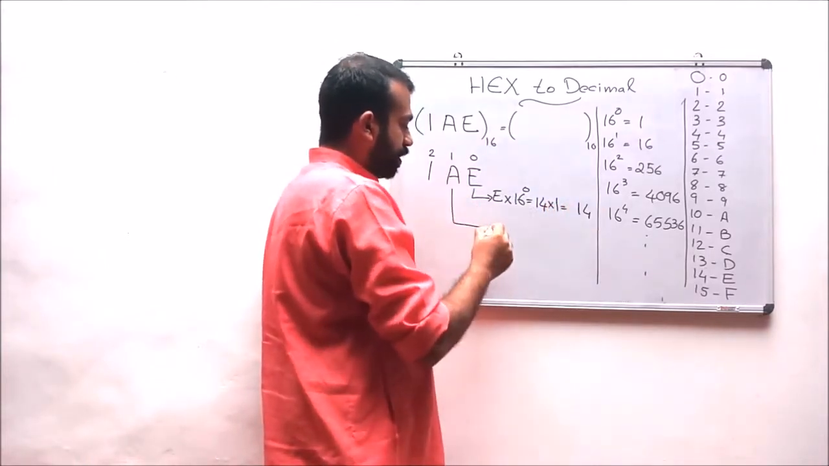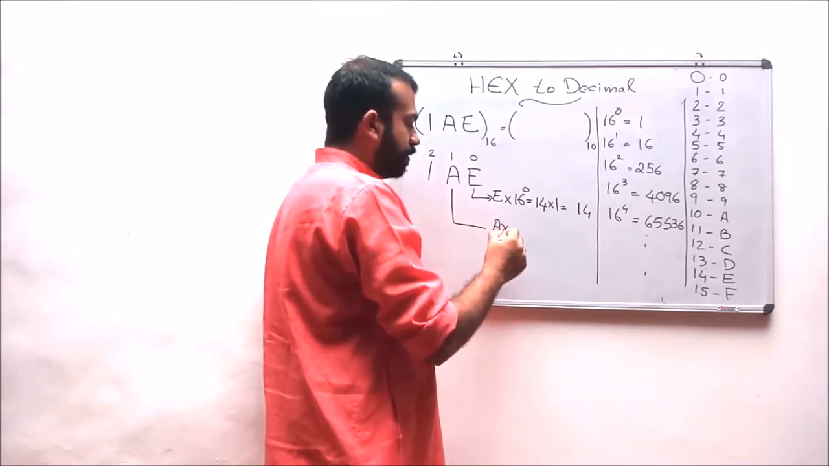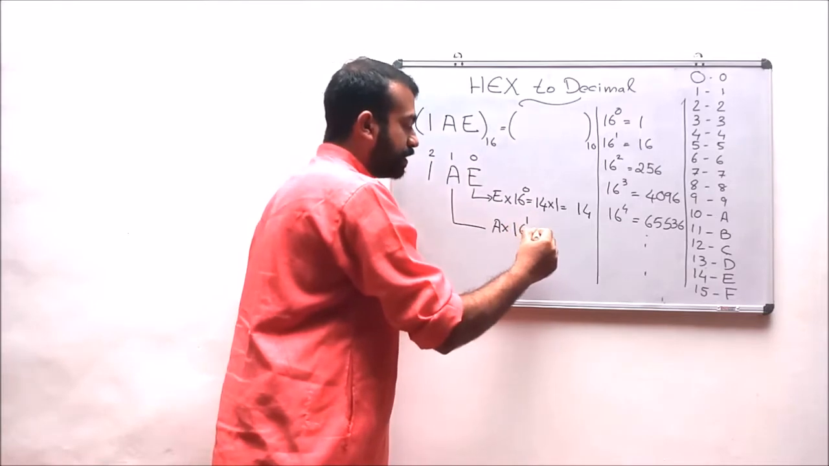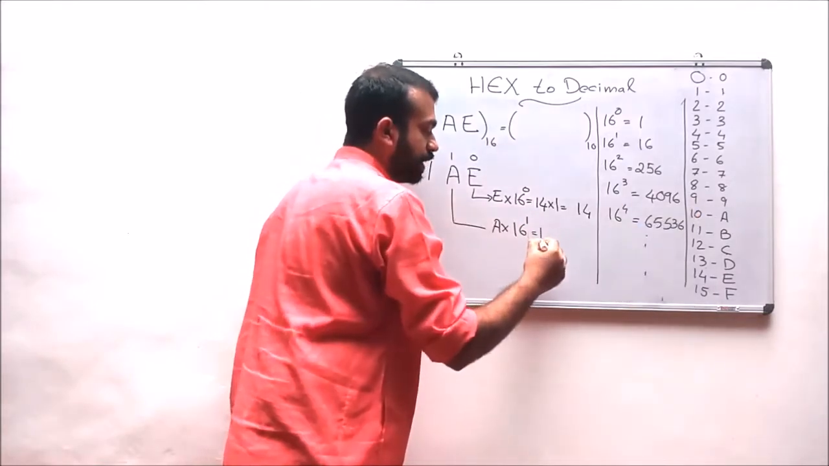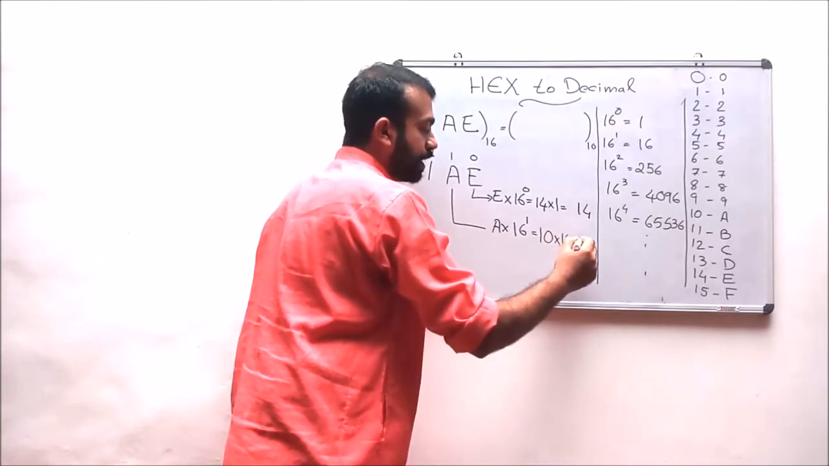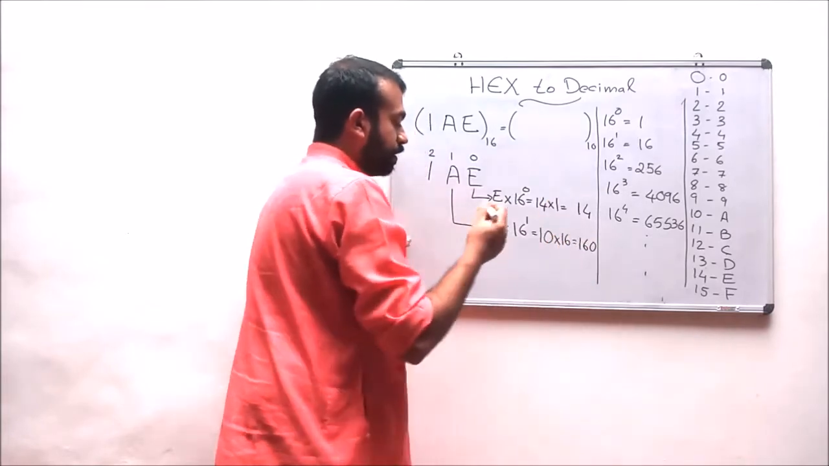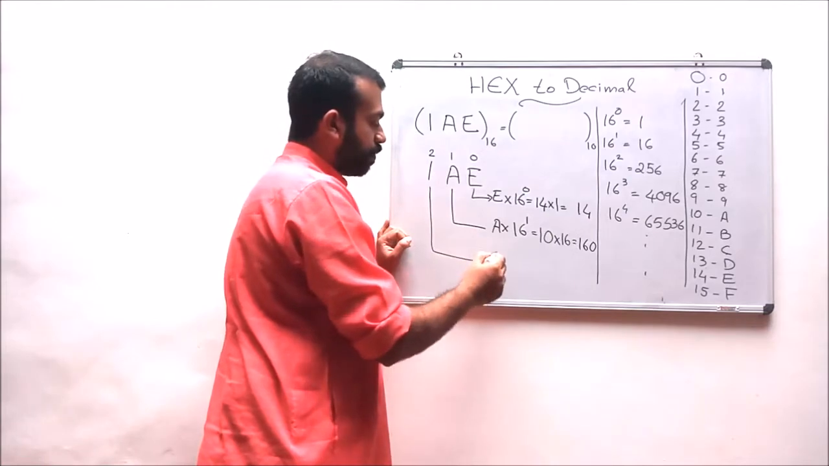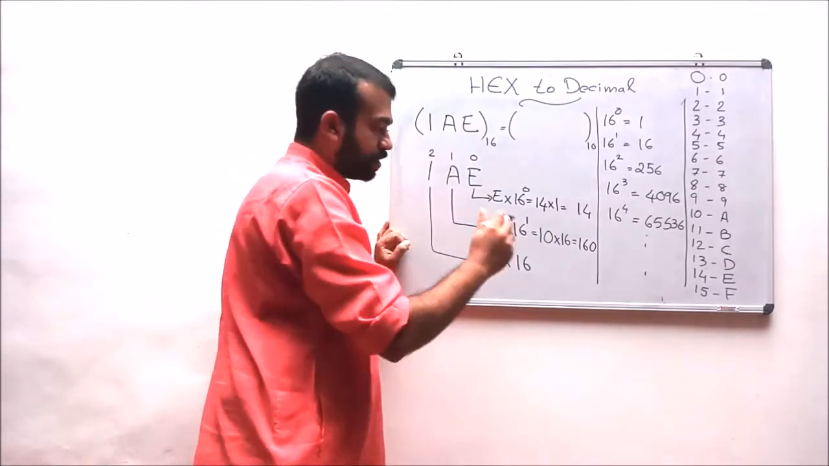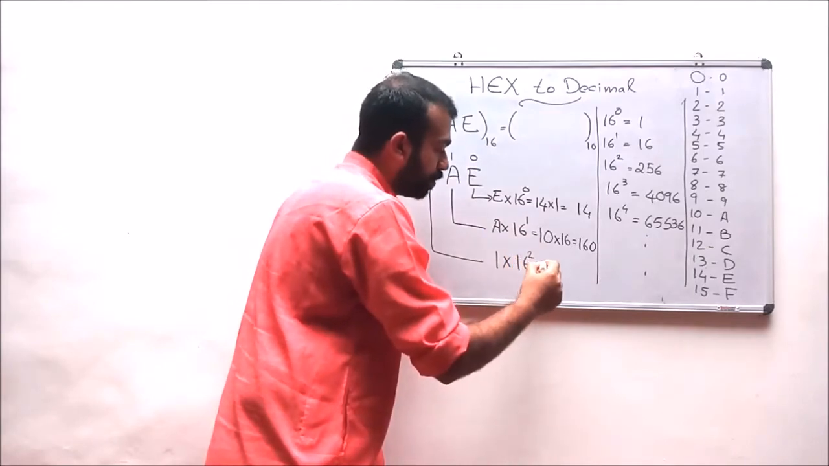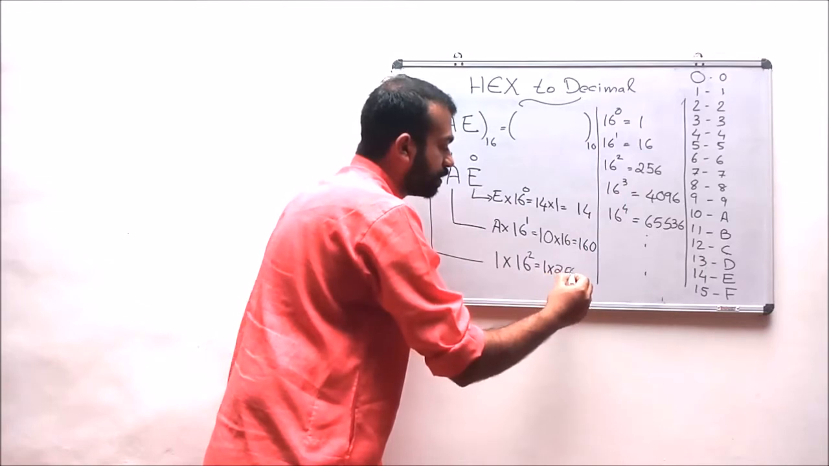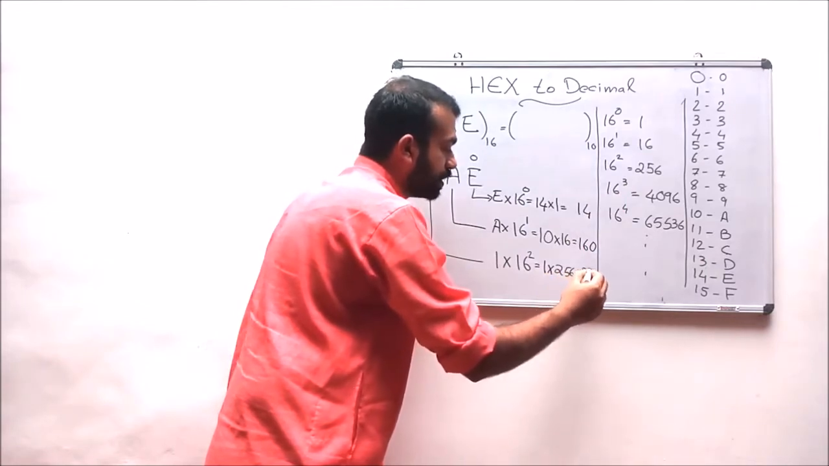And in the next step, A is multiplied with 16 to the power of 1. A is equal to 10. 10 into 16 raised to 1, which is 16, is equal to 160. And in the third step, 1 is multiplied with 16 raised to 2, 16 squared, which is 1 into 256, equal to 256 itself.